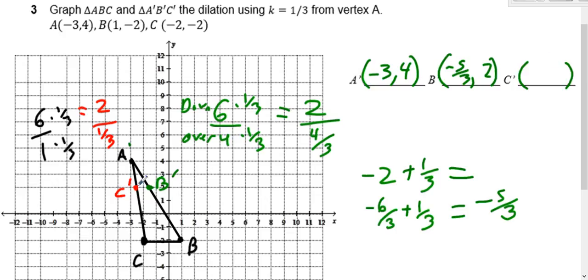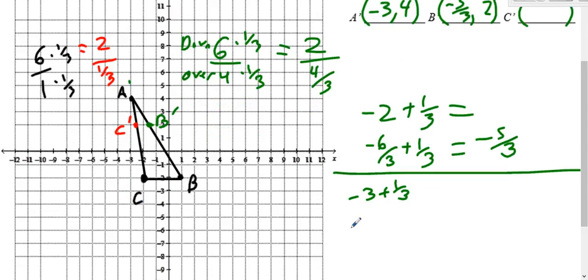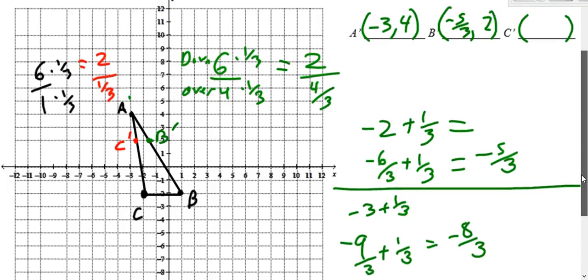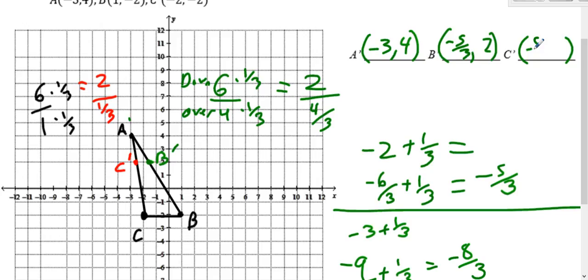We have to do pretty much the same thing with C prime. We went 1/3 to the right of -3. 1/3 to the right of that. So that's the same thing as saying -9/3 plus 1/3, which is -8/3. And then our y value is 2.